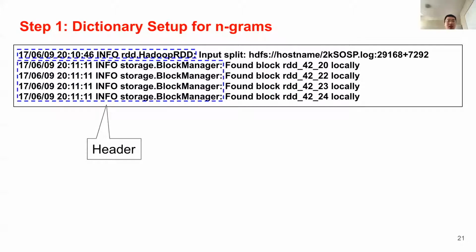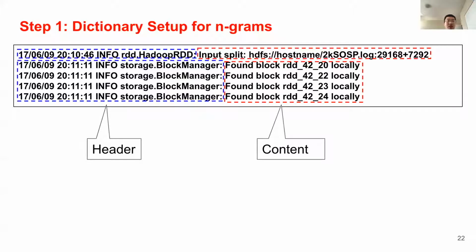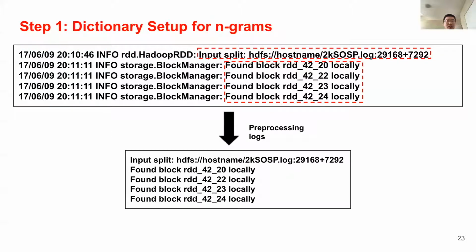A log message often starts with the header part and is followed by the content part. The header part of logs often follows a common format in the same software system, so we can directly use a predefined regular expression to obtain this part. And then we can get the content part of each log message.